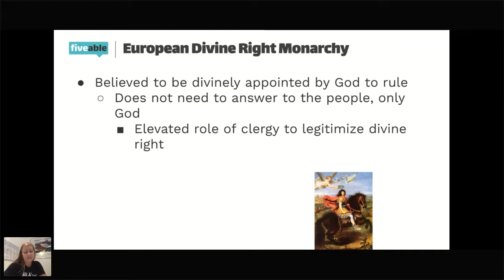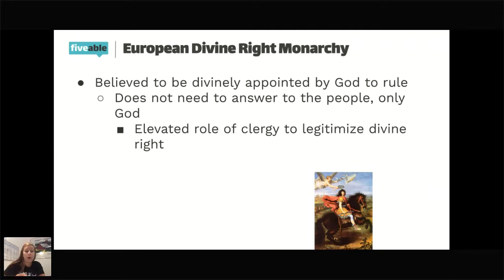But it also provides an interesting interplay between the role of the clergy or the priesthood and the government. Because if you say that you get your power from God, and then the priests are like, God didn't appoint you as power, then you kind of have them at odds. But instead, these divine right monarchs in Western Europe are going to elevate the role of the clergy, of the priesthood. It's kind of, I scratch your back if you scratch mine. It's kind of quid pro quo.